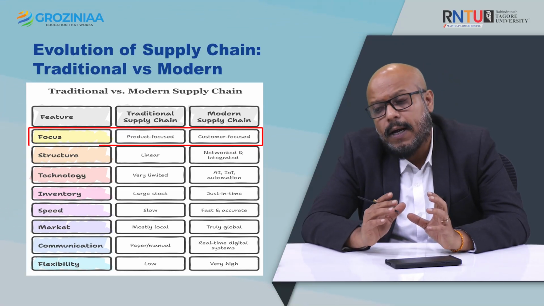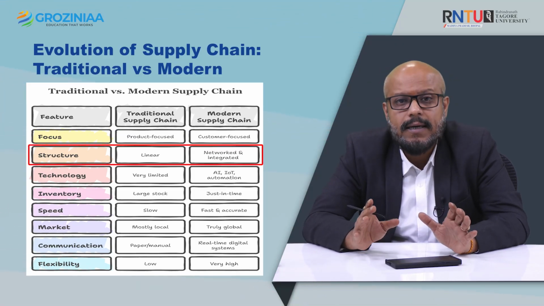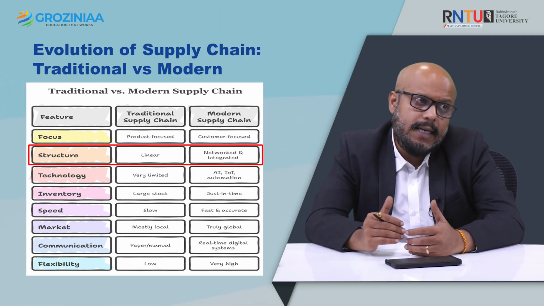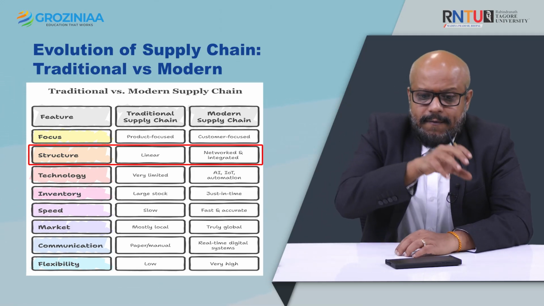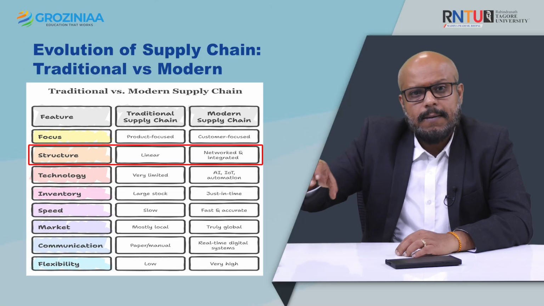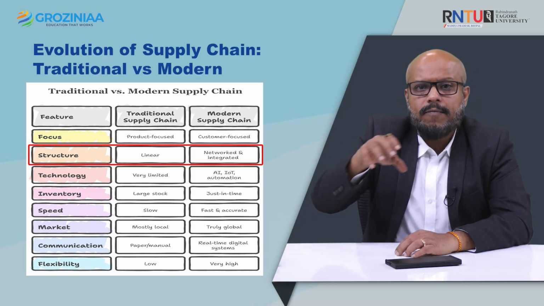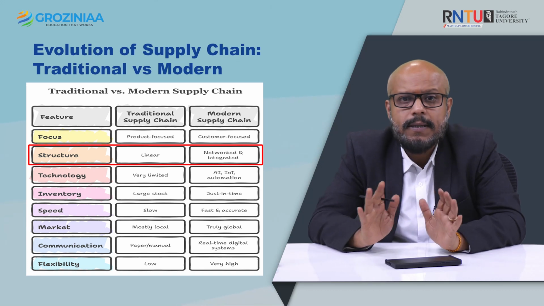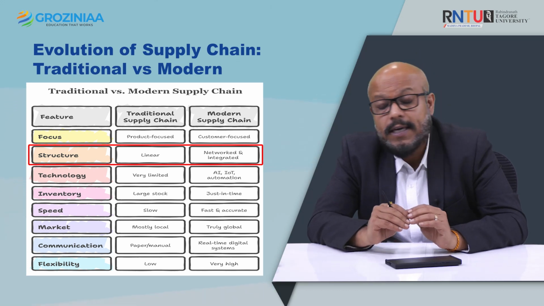Second, the traditional way was very linear. Today it is more networked and integrated. When I say linear, I mean every step that will happen in supply chain will happen one by one. Nothing will happen together or parallelly. No multiple things will happen. In today's day, we cannot imagine that.